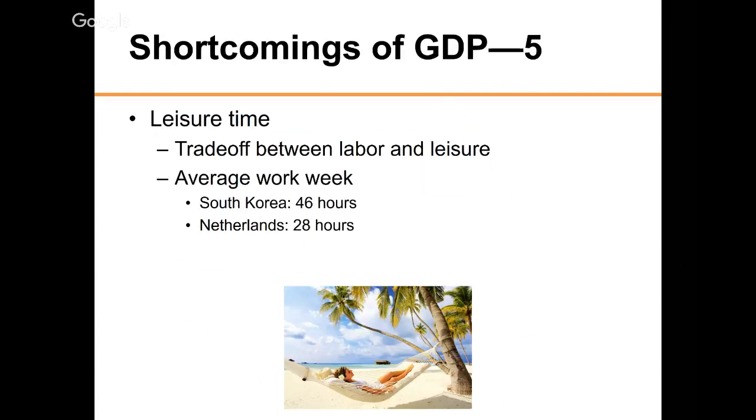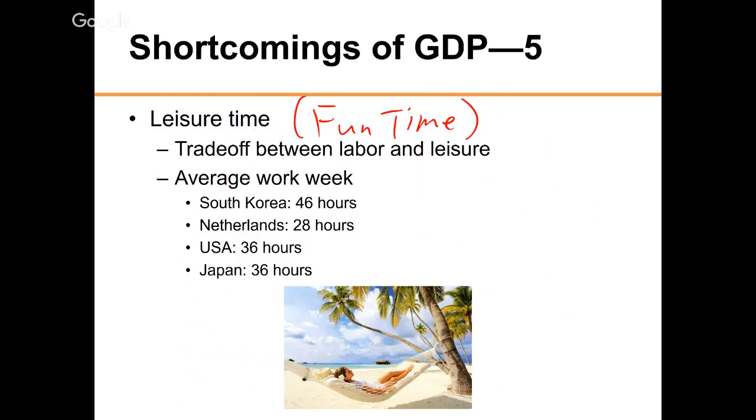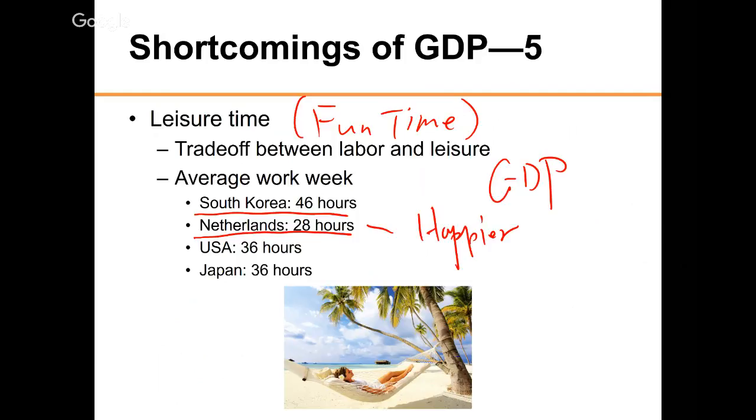All right. And then the next one is leisure. Think of leisure as the fun time. Something you have for yourself to make yourself happy. Now think about the average work week. In South Korea, 46 hours per week. Netherlands is only 28 hours per week. So in the Netherlands, people are working much fewer hours per week, which means they should be happier, right? So those people are better off. However, in South Korea, people are working longer hours. So even though they might have a higher GDP, the people might be worse off because they have to work longer hours.